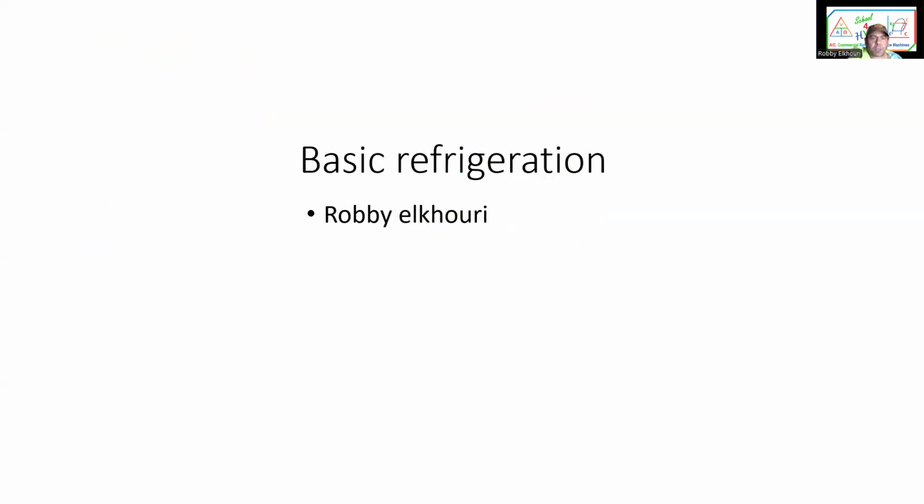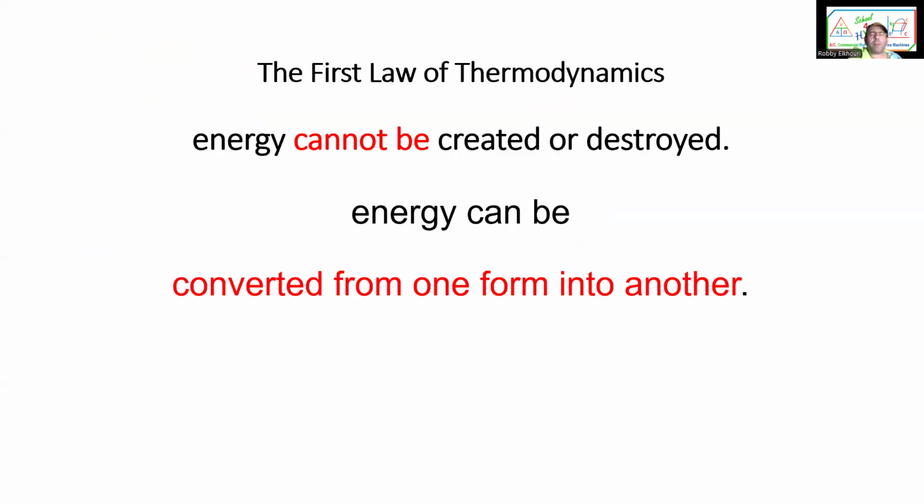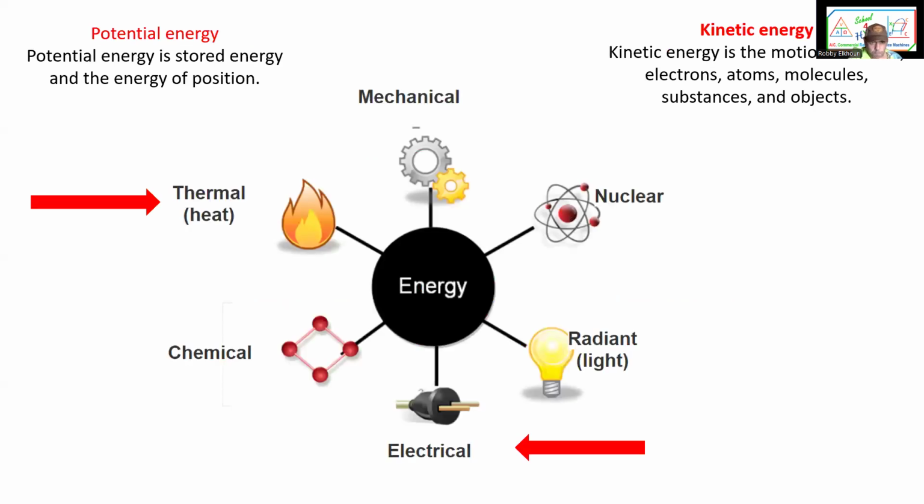Alrighty, basic refrigeration. First law of thermodynamics, because we are in the thermodynamics business. Thermodynamics is a fancy word for air conditioning. Energy cannot be created or destroyed, but energy can be converted from one form into another. We have different kinds of energy, potential energy, kinetic energy. We deal with thermal energy, which is heat, and we deal with electrical energy in our business. We also deal with mechanical, but we don't mention it too much.